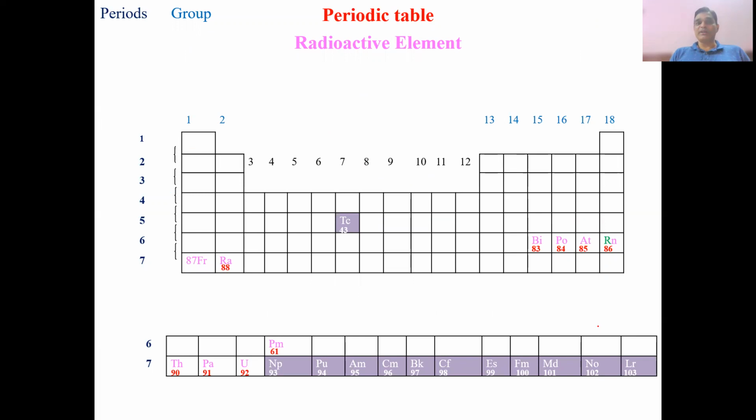Now we will see about the radioactive elements. We have already discussed these radioactive elements in the previous lecture. In group number 1, the radioactive element is francium. In group 2, that is radium. We also have a synthetic radioactive element in D block, that is technetium, atomic number 43, in group number 7. In group number 16, we have the radioactive element polonium. In group 17, astatine. In group 18, radon. In F block, atomic number 61, promethium is the radioactive element, while all the 5f block elements, that is the actinides, are radioactive.